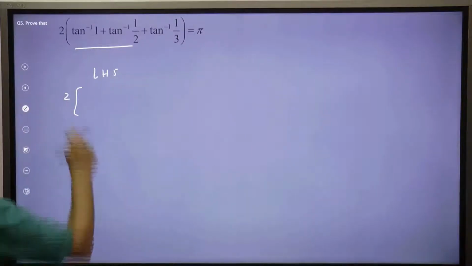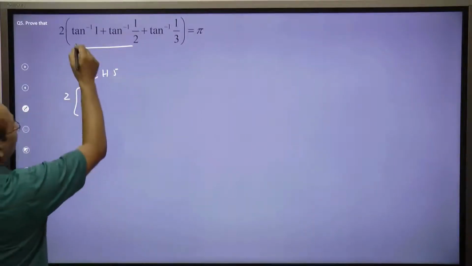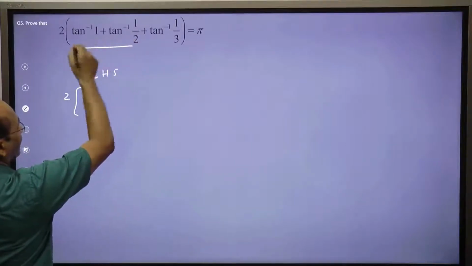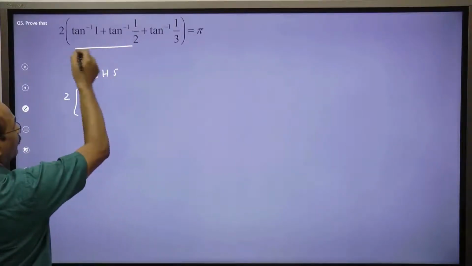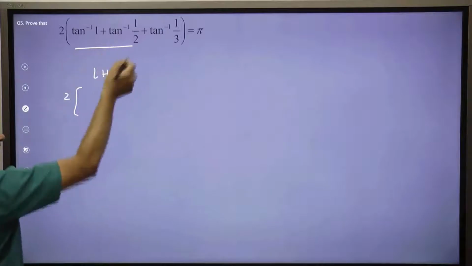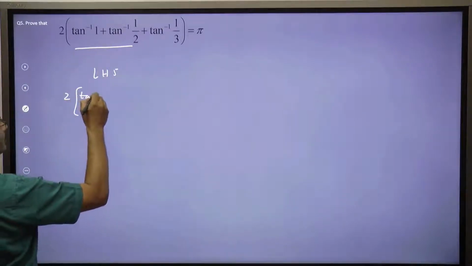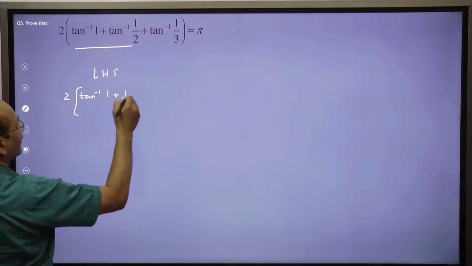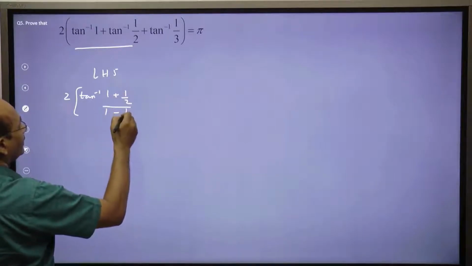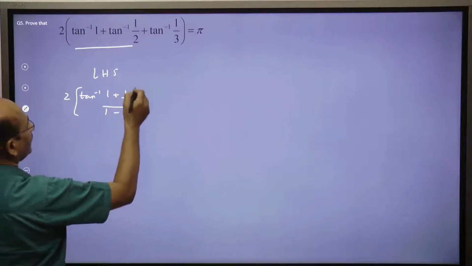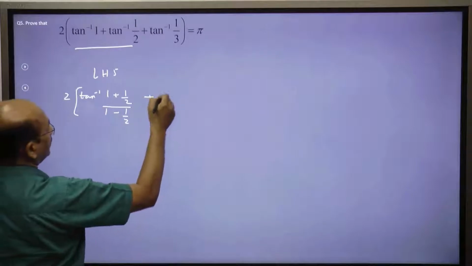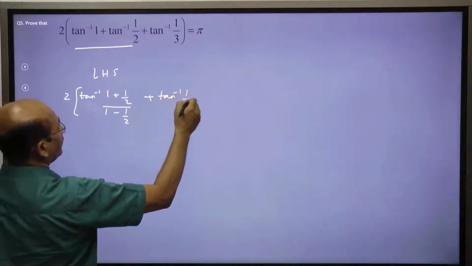So 2 as it is, so tan inverse 1 plus tan inverse half is tan inverse x plus tan inverse y. So tan inverse x plus tan inverse y, I am applying the formula to this now. So tan inverse x plus tan inverse y is tan inverse of x plus y upon 1 minus xy, right, plus tan inverse 1 upon 3.